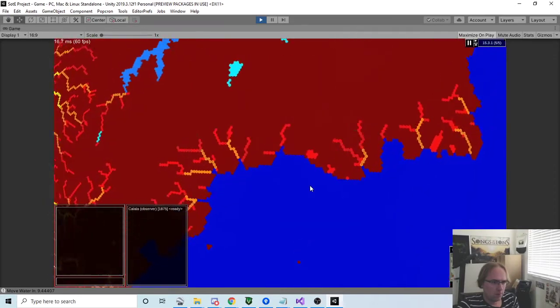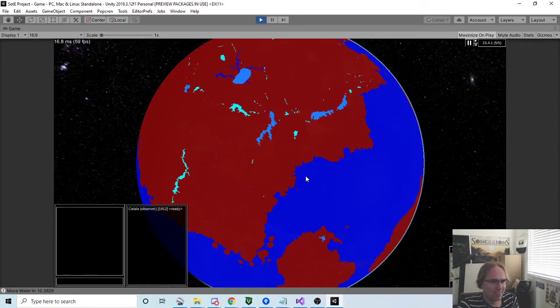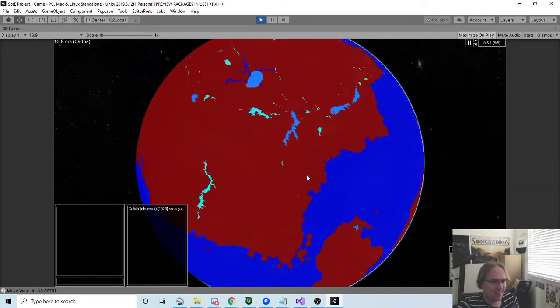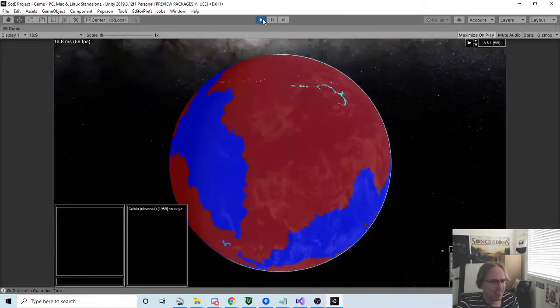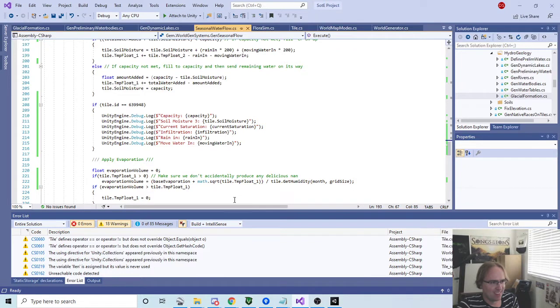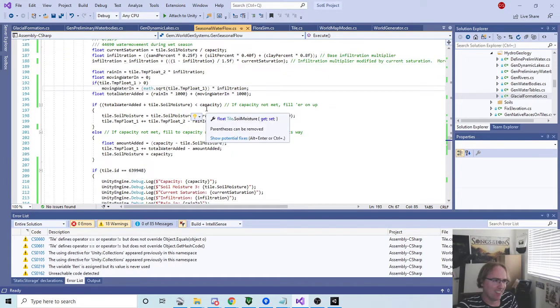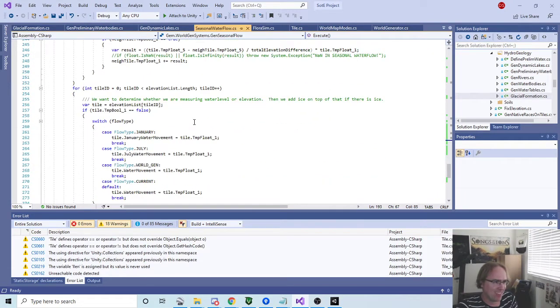Right, so no river. Oh no, what's happened? This isn't supposed to happen. What's happening? All the water's being sucked out of the world. Hold on. Hold on, what did I change? Stop it before everything dies. What did I change to make this happen?